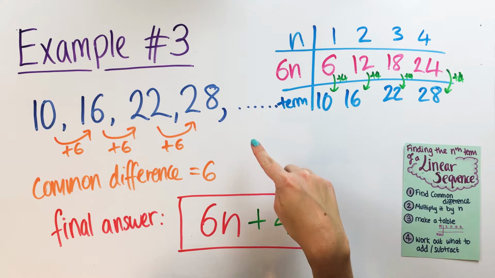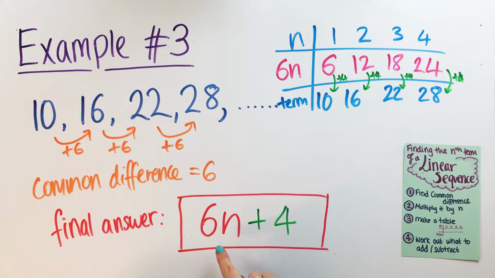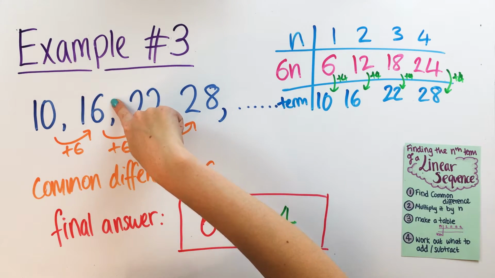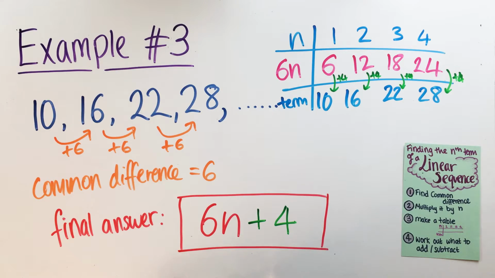Again, let's check. So when we substitute in n equals 1, we should get 10. Let's check. 6 times 1 is 6, plus 4 gives us 10. So that's looking good. Let's try again with n equals 2. 6 times 2 is 12, plus 4 is 16, which is what we had here. So that's all looking good. So we can be happy that we've got the correct nth term.